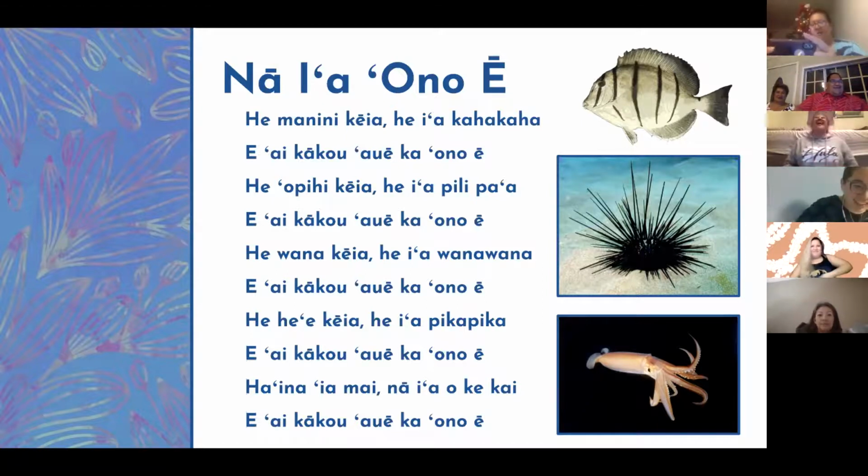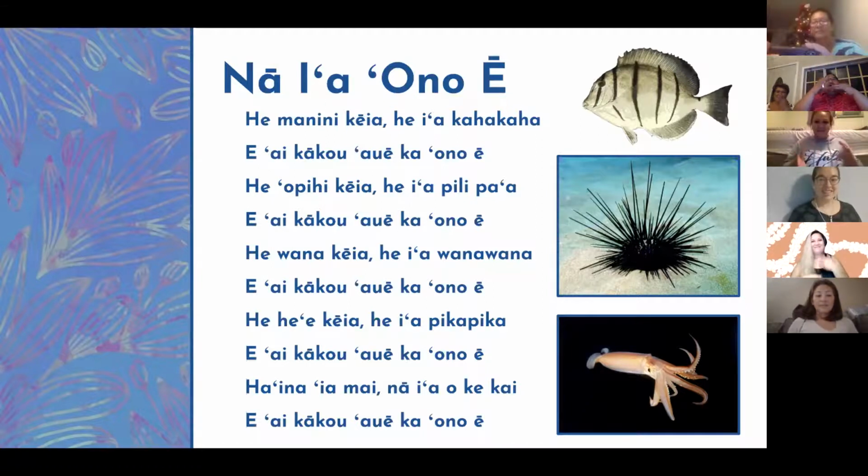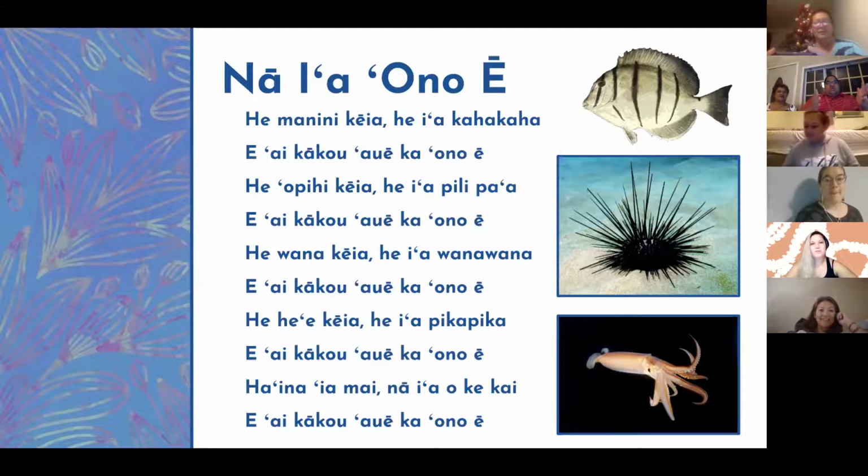Ai kākou. Wait, sorry. You're gonna eat it. E ai kākou, e ai kākou, aue, ka ʻono e, then rub your belly. Okay, so we eat all of the food, and oh, how delicious it is. So, e ai kākou, aue, ka ʻono e. Okay, any questions? You guys get them?